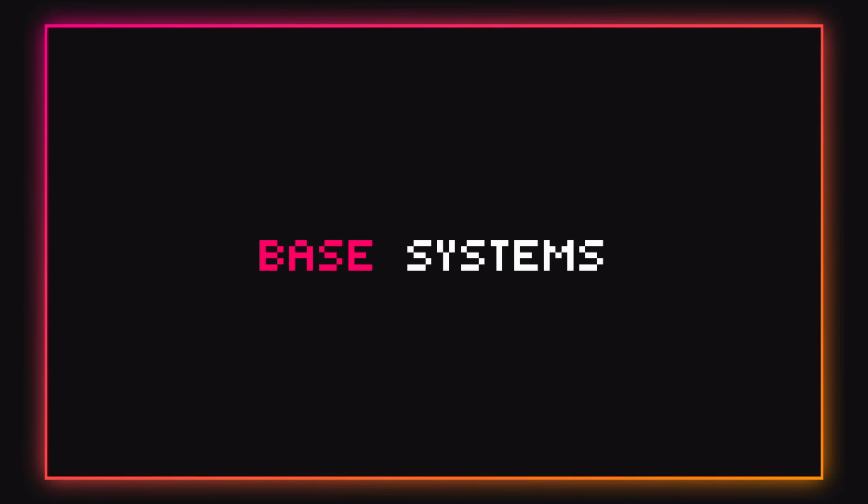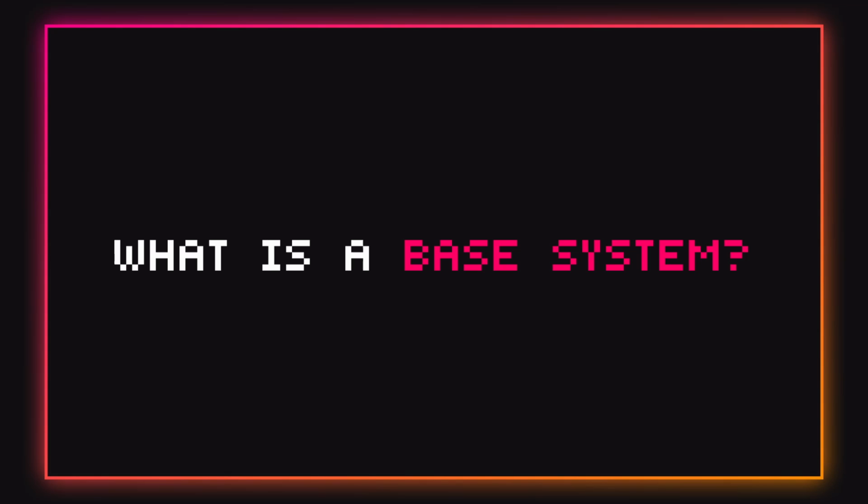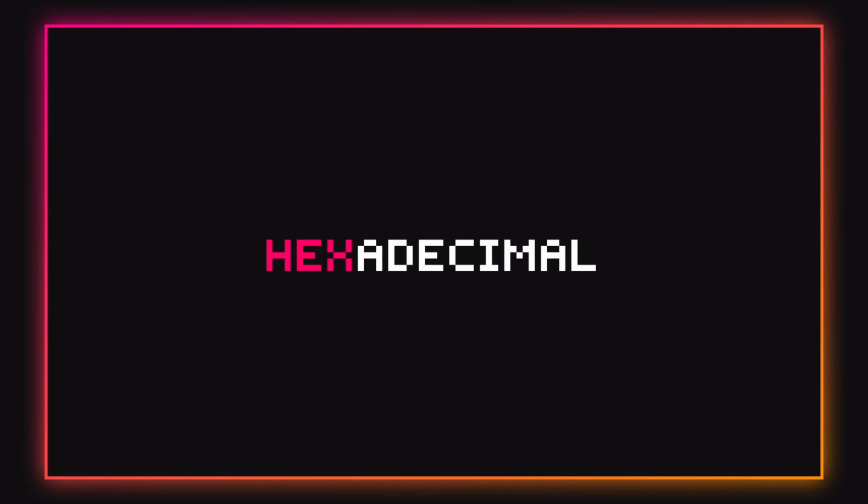Alright, so it's time to learn about base systems. But Loab, what is a base system? A base system is a system that is used to represent numbers. There are different base systems like decimal, hexadecimal, or binary. There are many more base systems, but I will cover these three, as these are the ones we will be using the most in game hacking.